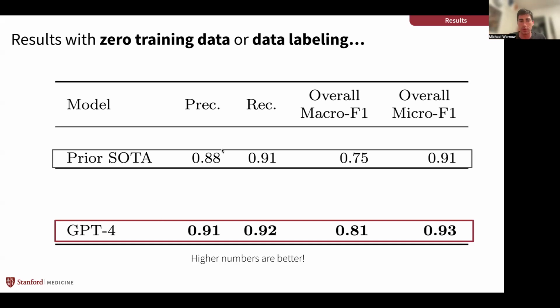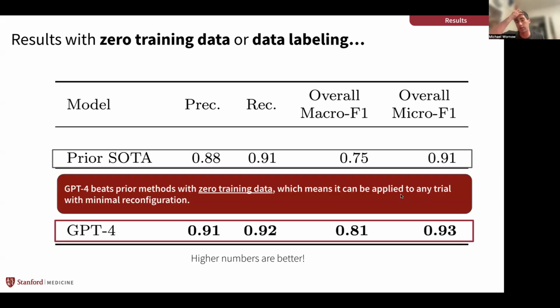And so just to explain each column, the leftmost metric is precision, which is basically of the patients I say who meet the criteria, how many actually meet it. Rec is recall. So of the patients who do meet the criteria, how many am I able to find and correctly say meet the criteria? And then macro F1 and micro F1 are just two different ways to average precision and recall to give an overall sense of performance that balances the two.